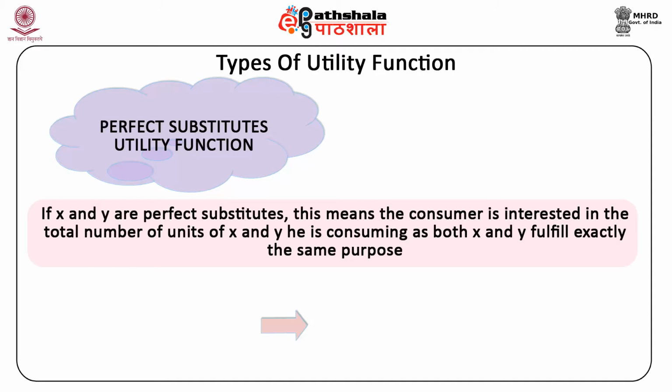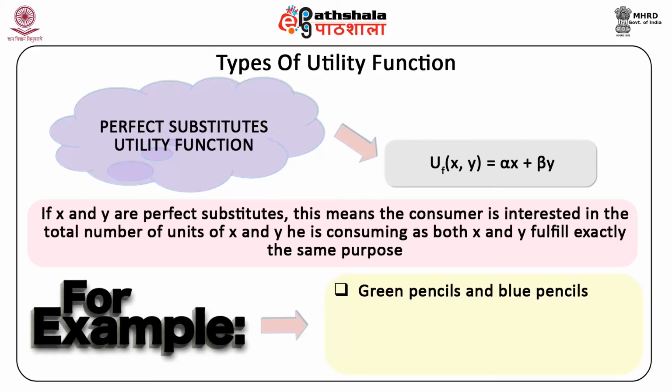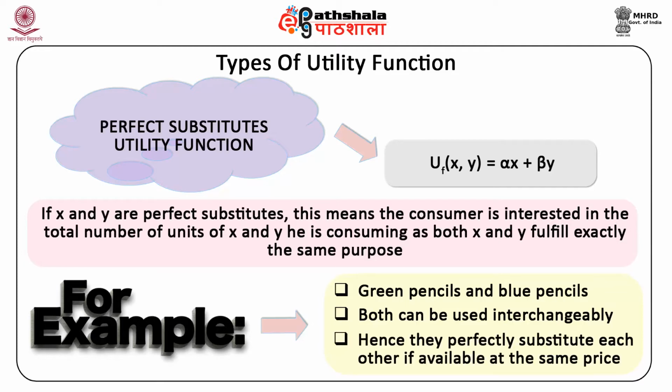A perfect substitute has the following functional form, that is UF(x, y) is equal to alpha x plus beta y. It is an additive utility function. For example, green pencils and blue pencils. Both can be used interchangeably. Hence, they perfectly substitute each other if available at the same price. Moreover, a monotonic transformation of UF(x, y) will also represent perfect substitutes.